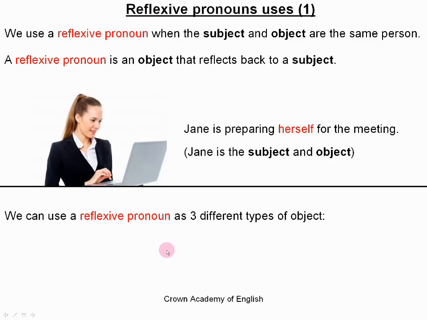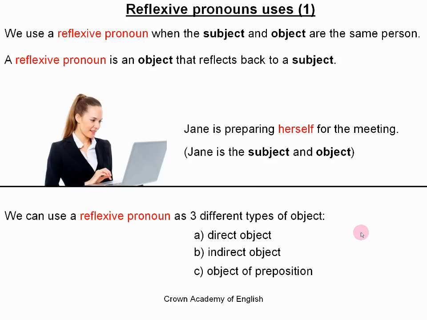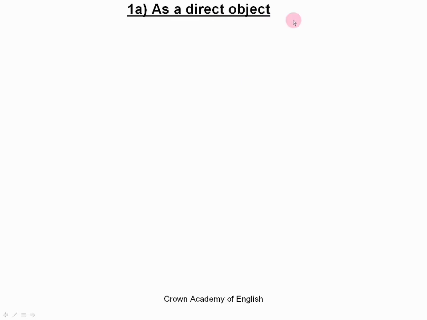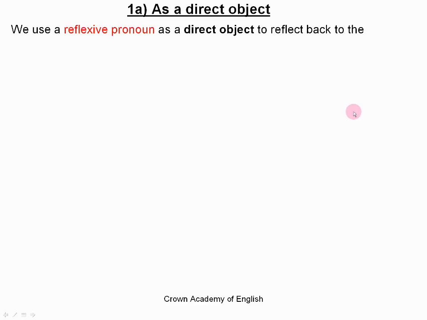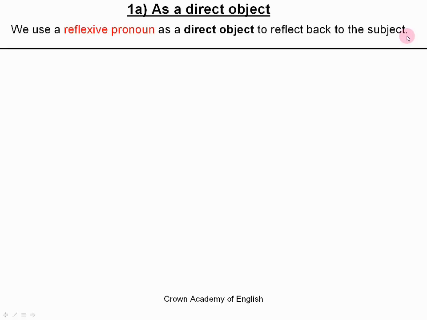And we can use a reflexive pronoun as three different types of object. So the reflexive pronoun can represent a direct object, an indirect object, or an object of preposition. So let's look at examples of each of these three. So first, direct object. We use a reflexive pronoun as a direct object to reflect back to the subject.